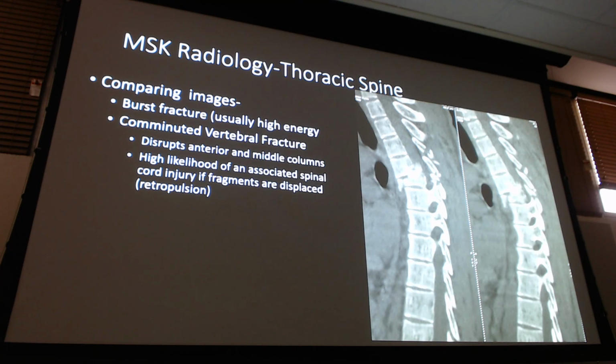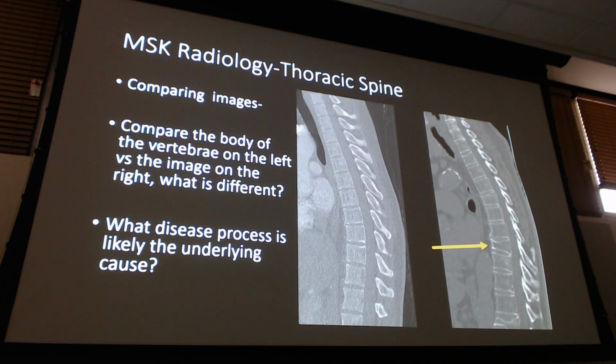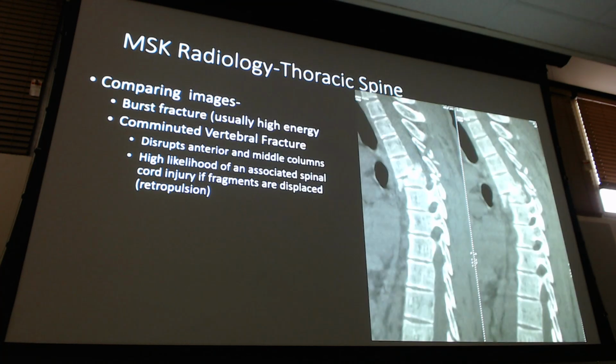The best way for me to describe a burst fracture versus a compression fracture: the compression fracture looks like it's just been squished, right? It's like you make that big sandwich and you squish it down. A burst fracture looks like it's been shattered. Somebody walked up with a hammer and hit that vertebrae and broke it into a bunch of pieces, okay?